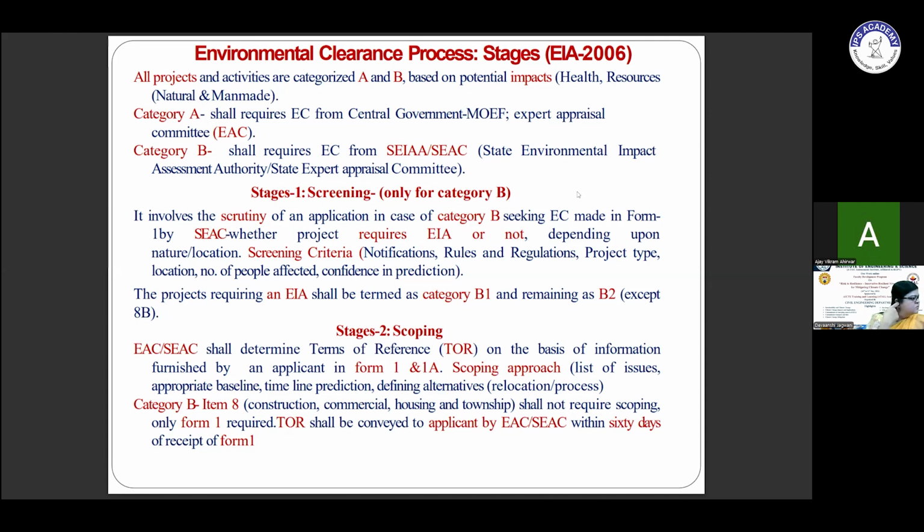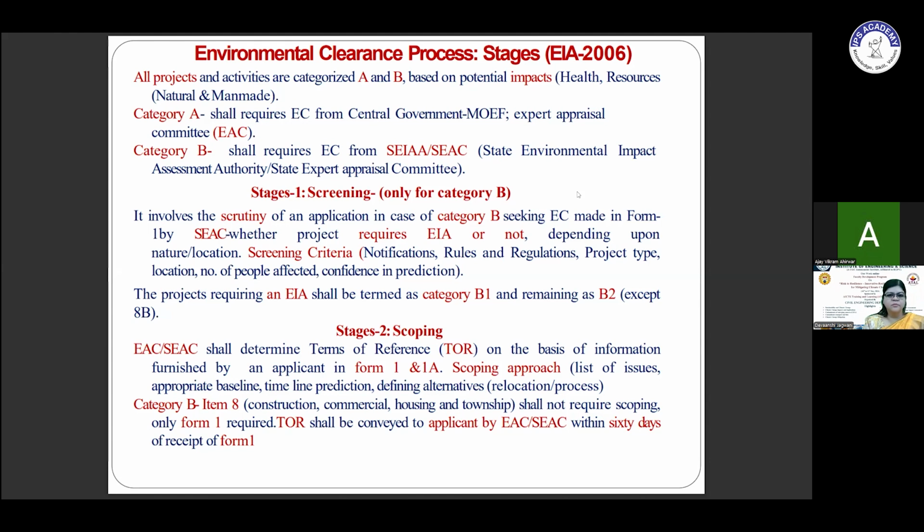In case of any construction, commercial, housing or township project, it is not required. The project requiring EIA shall be termed as category B1 and the rest B2, except 8B. 8B is construction, commercial, housing and township projects.